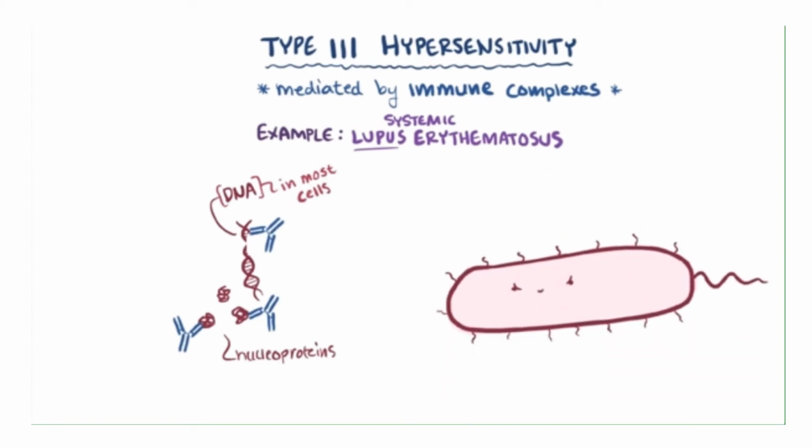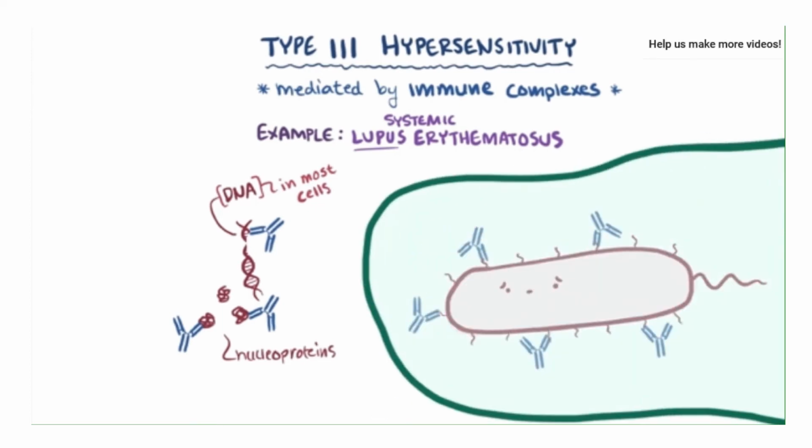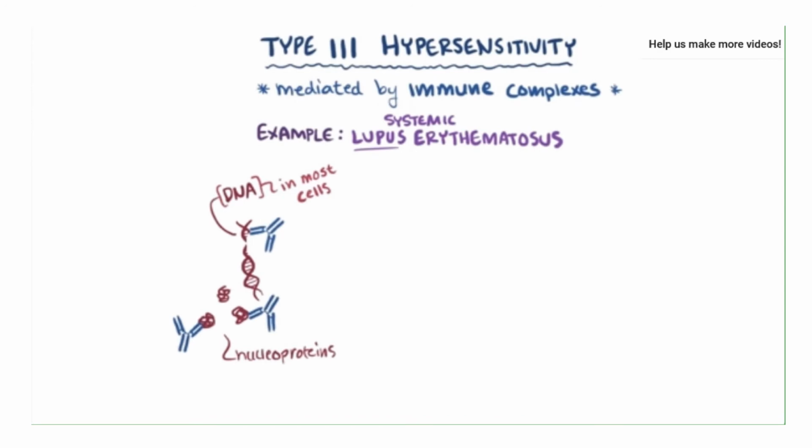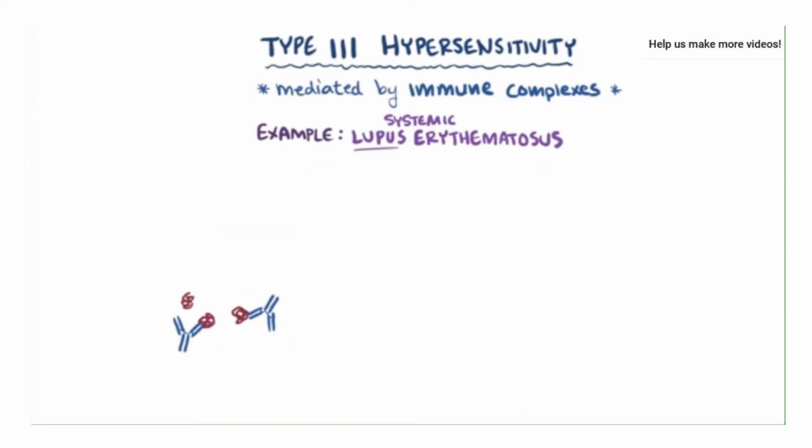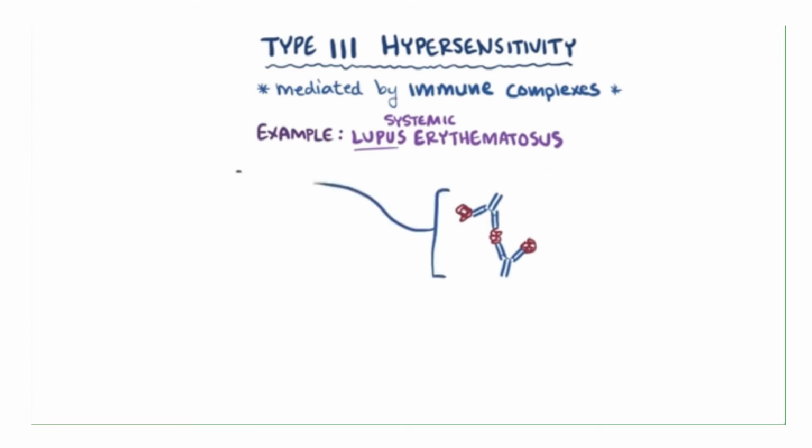Now, if this were an infection, there'd be a lot of antibodies surrounding a large single microbe, which marks it for destruction by macrophages and other phagocytes. But in this case, the antibodies are trying to bind to a small, soluble antigen, and there might be lots of antigen relative to the number of antibodies. Small antigen-antibody complexes are less immunogenic, meaning they're less attractive to macrophages, and they don't get removed from the bloodstream as quickly.